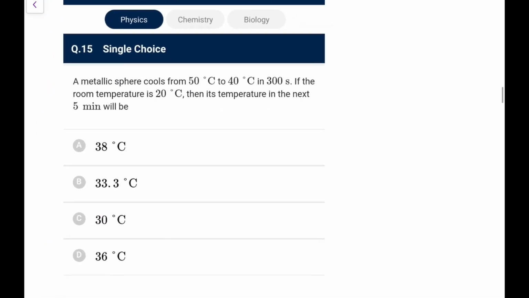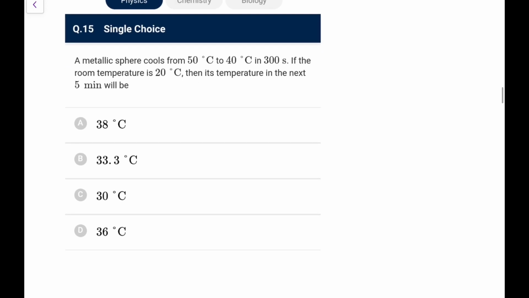Now it is too much for NEET students, I should say, but what can I do if the question paper is asking? A metal sphere cools from 50 to 40 in 300 seconds. If the room temperature is 20, then its temperature in the next 5 minutes will be, okay.